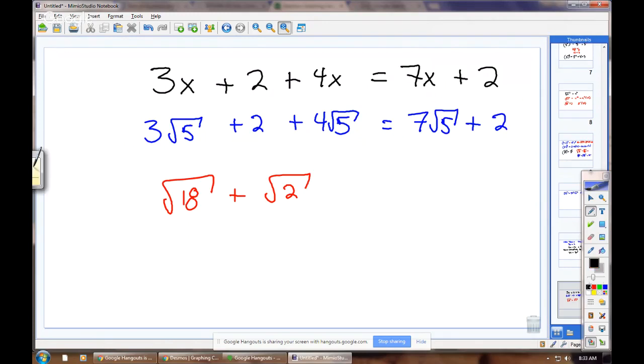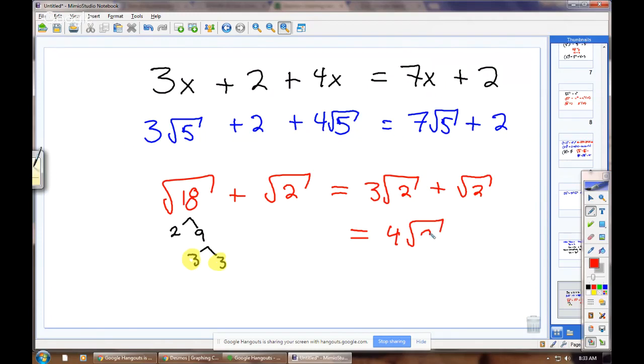I'm just going to do a little factor tree. 2 goes into 18 9 times, and 3 goes into 9 3 times. And cleaning up square roots, I like to use factor trees because then once I do the factor tree, I can say if I see 2 of a kind, it pops out as 1, right? Square root of 9 is 3. So that means the square root of 18 can be rewritten as 3, 2 of a kind pop out, times the square root of 2. I want to add that to 1 square root of 2. So altogether, I now have 4 square roots of 2.